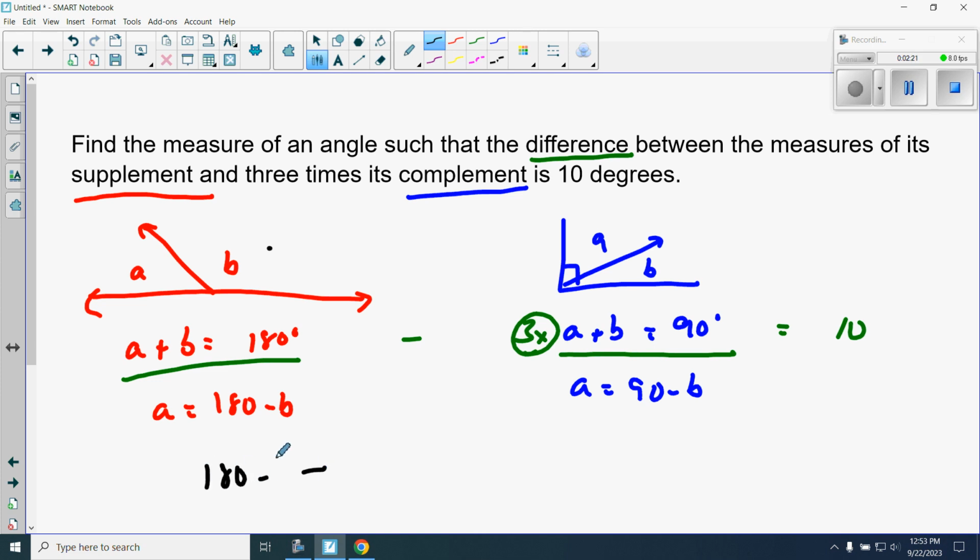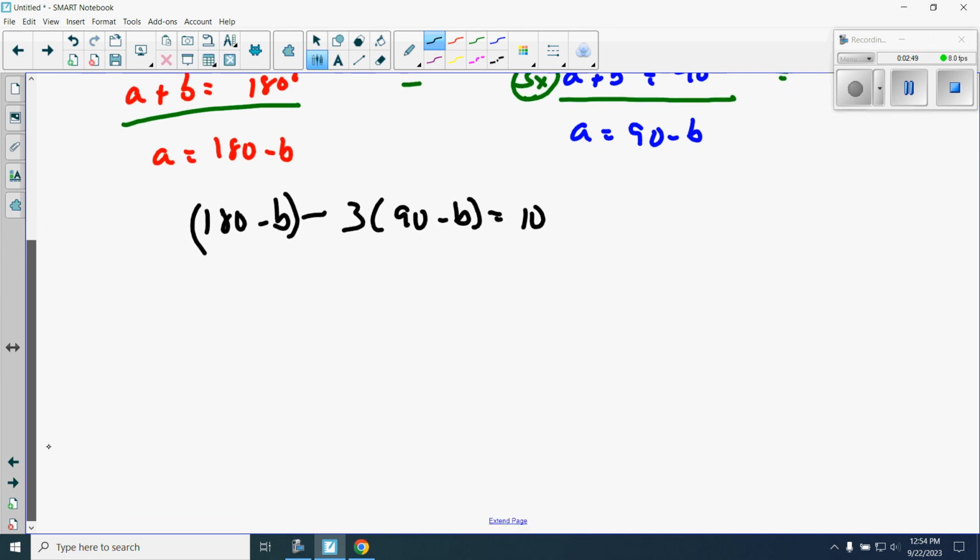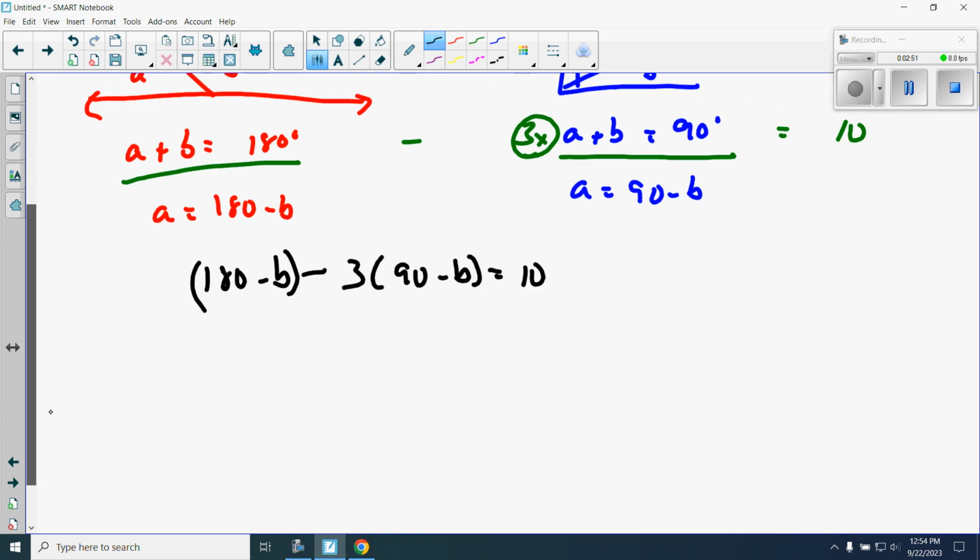Which means we now have the difference between 180 minus B and 3 times the complement, which is A, and that's actually 90 minus B. That is equal to 10. And so that is my written equation.